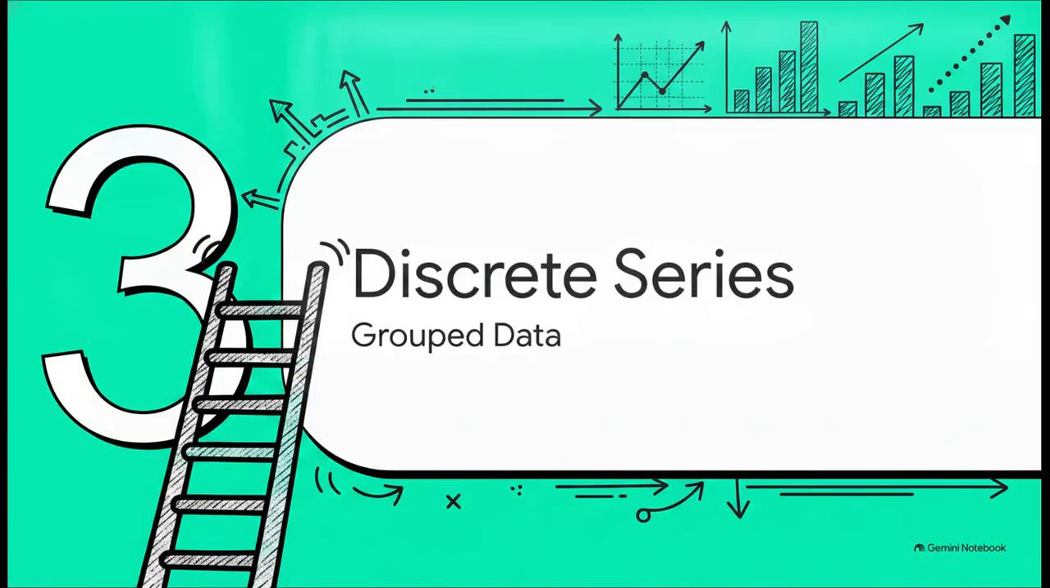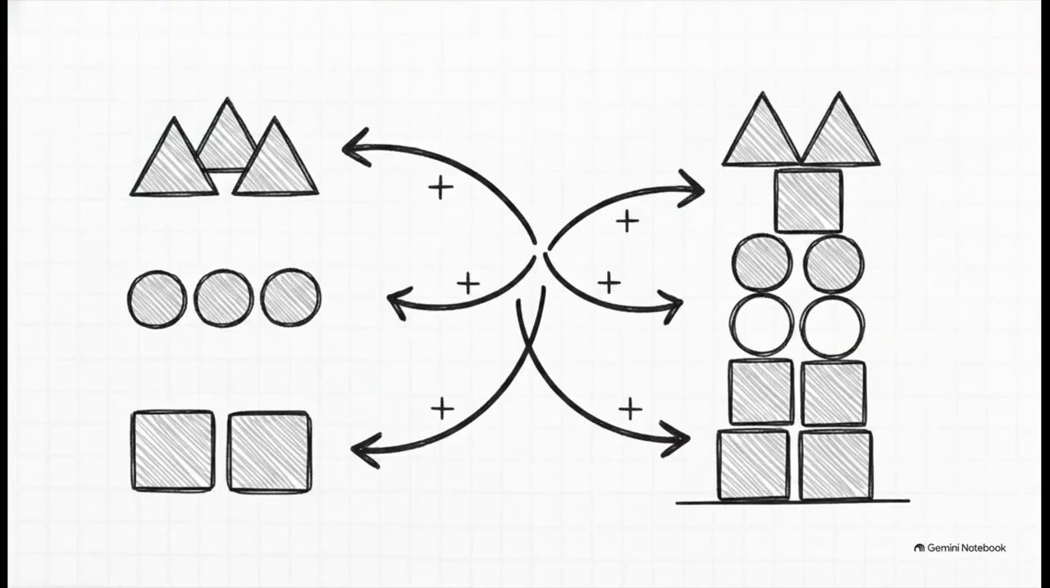Let's level up a bit. Part 3, solving a discrete series. Now, things change slightly when your data groups into frequencies, like say 5 people scored an 80 and 3 people scored a 90. Before you even think about doing any math, data organization is absolutely crucial. You must construct a cumulative frequency table first. You'll usually see this called a CF table. You're basically just keeping a running total of your frequencies row by row.